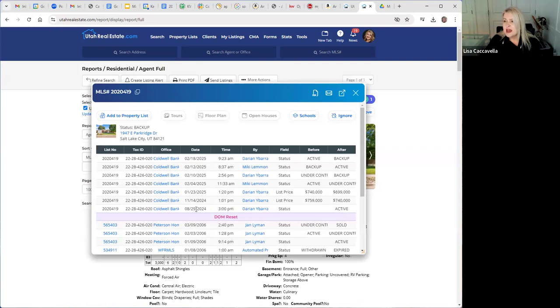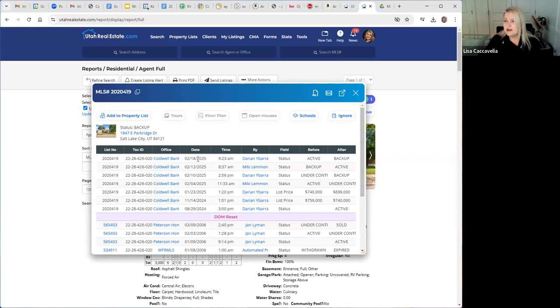So this can tell me that it sat on the market for a couple of months, not a lot of action, dropped the price. Then they went under contract, and then the buyers got a little bit squirrely. They weren't sure if they were going to maybe pull through with financing.